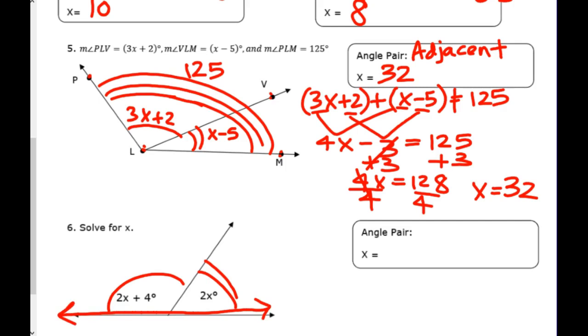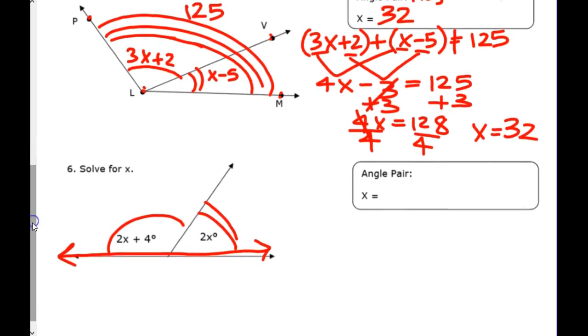Straight line, right? I know we have a part and a part, but we don't have the whole thing labeled, but we know the whole thing is how many degrees. Straight line is always 180, right? So, again, they don't always label stuff, but you can know it if you know a few things, right? You should have set it up like this. 2x plus 4 plus 2x equals 180.